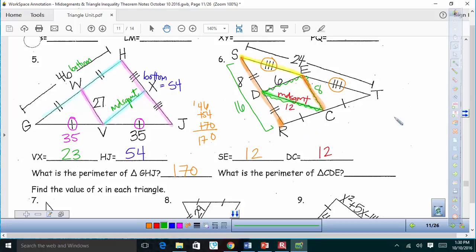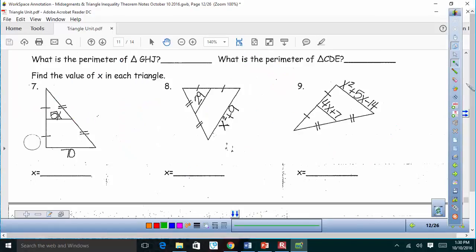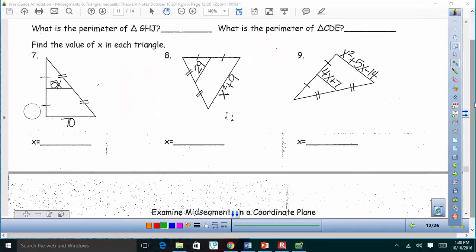So to find the perimeter, I'd do 12 plus 8 plus 6. And so my perimeter would be 26. Okay, any questions so far? Okay, let's look at some that aren't just numbers.